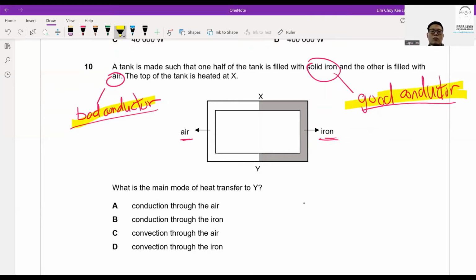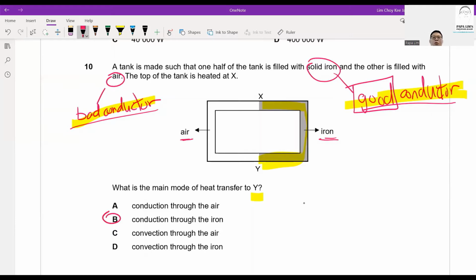Okay. So what is the main mode of transfer for Y? X to Y, the main mode, which is the fastest, will be from iron, from X all the way down to Y. Because why is it the fastest? Because it is basically a good conductor. Iron is a good conductor because it's metal. So straight away, the answer I will know is B already.